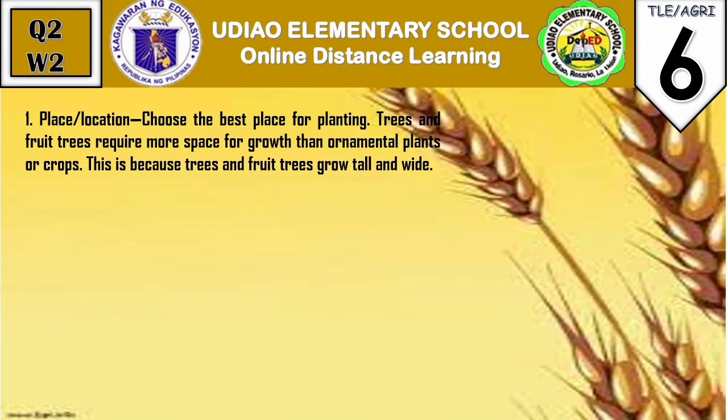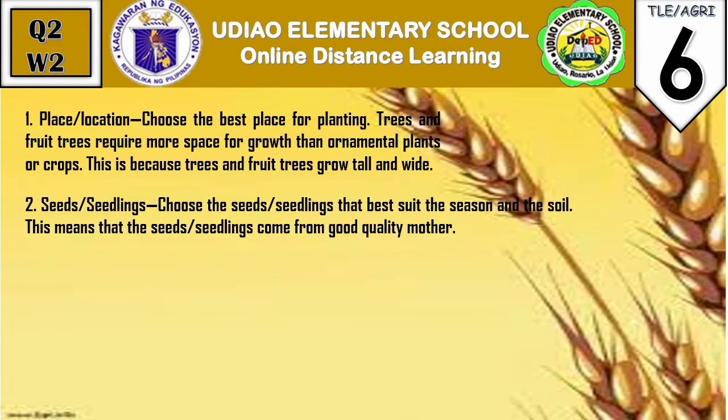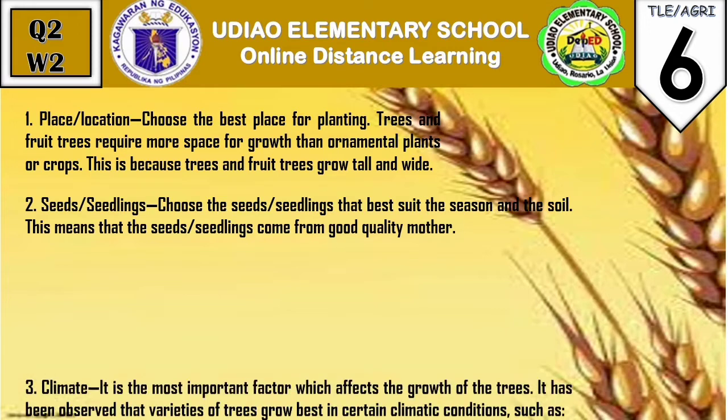The first one is the place or location. Choose the best place for planting. Trees and fruit trees require more space for growth than ornamental plants or crops. This is because trees and fruit trees grow tall and wide. Number 2, seeds or seedlings. Choose the seeds or seedlings that best suit the season and the soil. This means that the seeds or seedlings come from good quality mother.